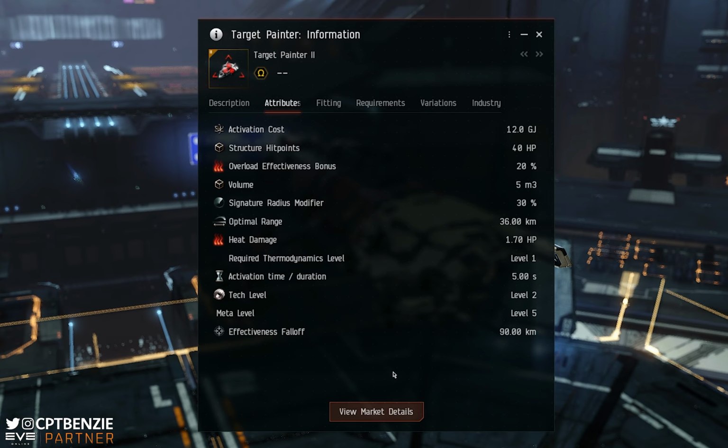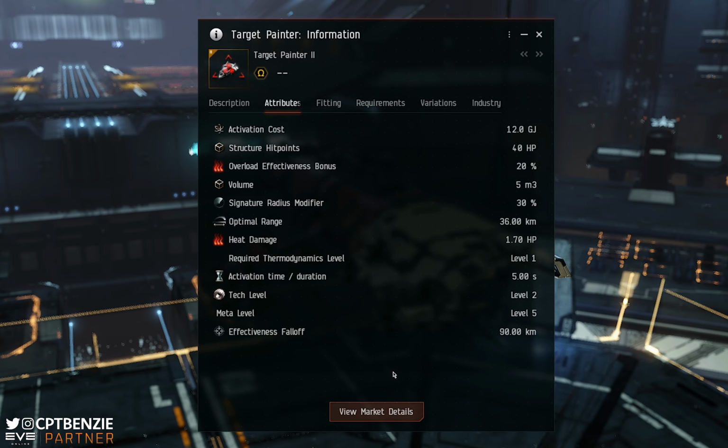Your standard Stasis Webifier range is around 10 kilometers. With a Target Painter, we're effective all the way out to 36 kilometers. The downside is that signature radius doesn't play into these equations quite as strongly as actual velocity or relative velocity does. Therefore, even though it's a longer range, it's not quite as effective as increasing your application.